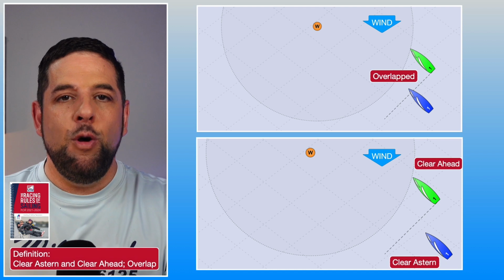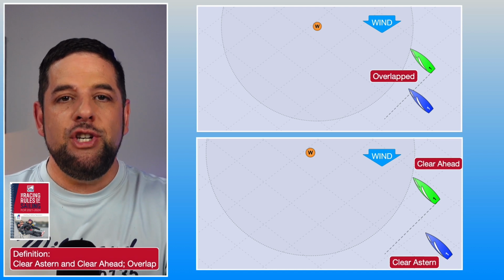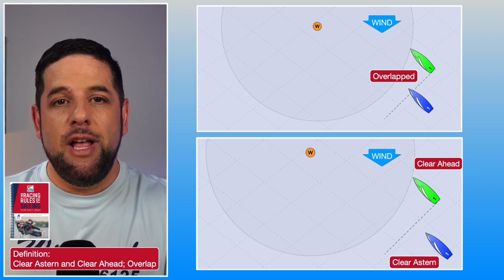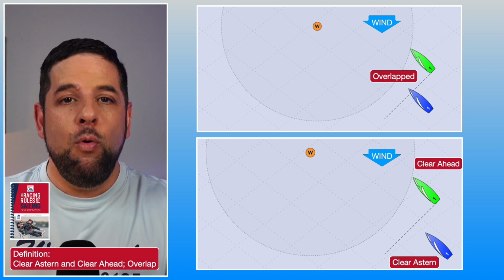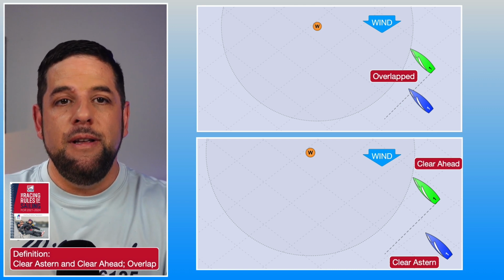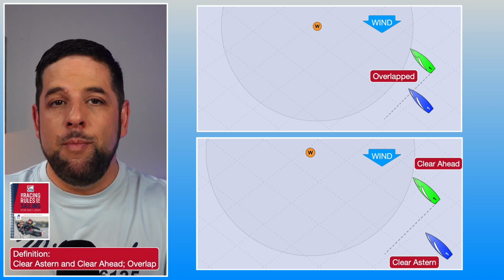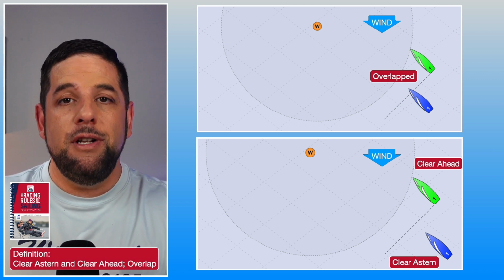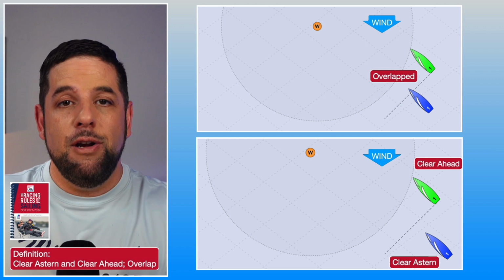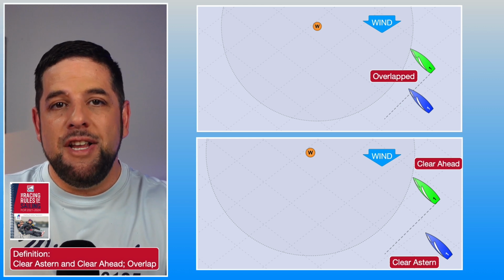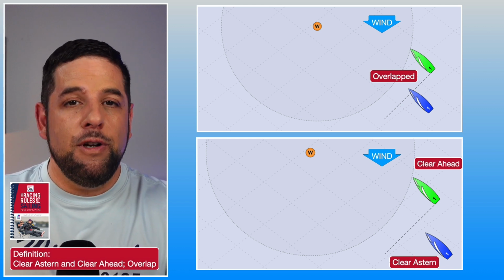To determine if boats are overlapped, we can draw an imaginary line that is perpendicular to the center line of the boat through the aftermost point of the boat in normal position. If blue's hull and equipment are completely behind that line, then blue is clear astern and green is clear ahead. If blue is across the line at all, blue and green are overlapped.